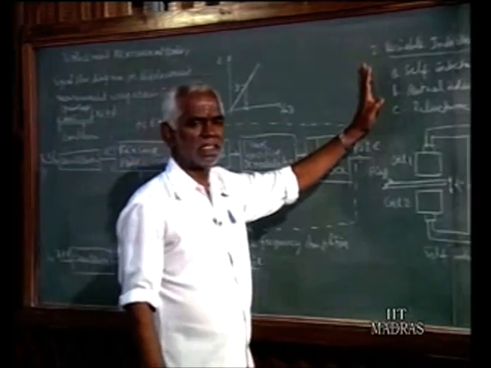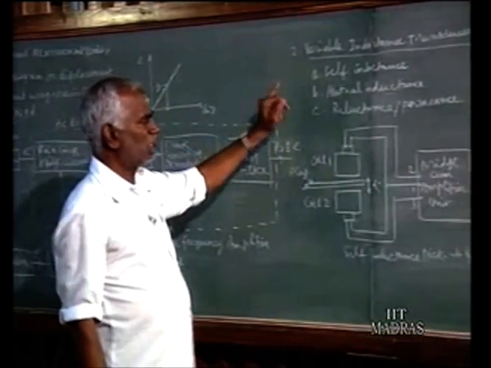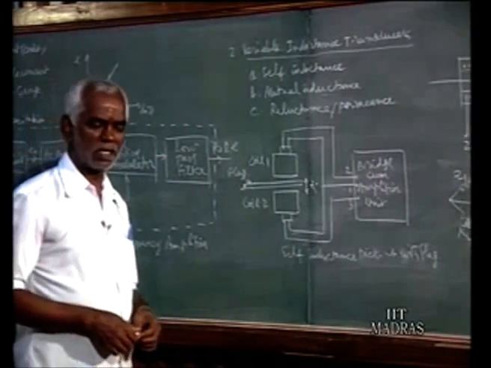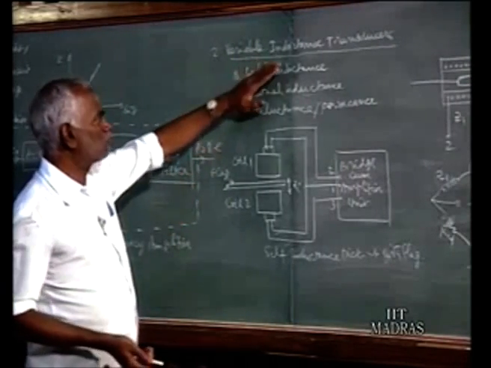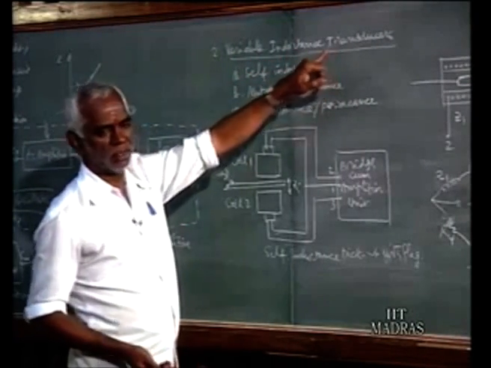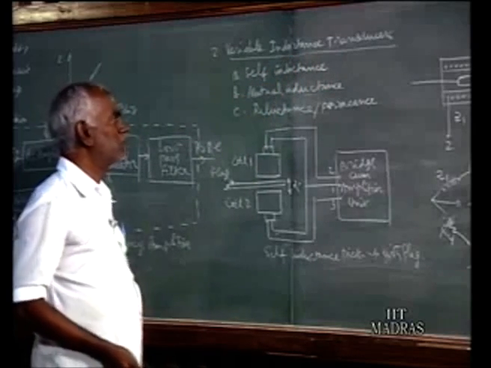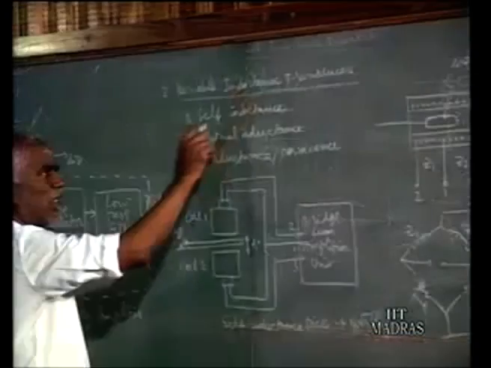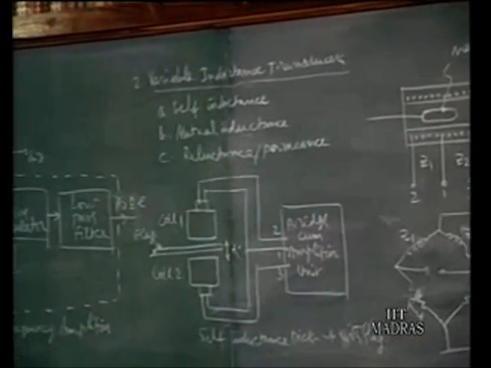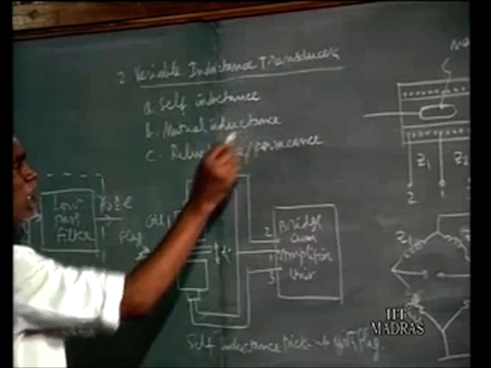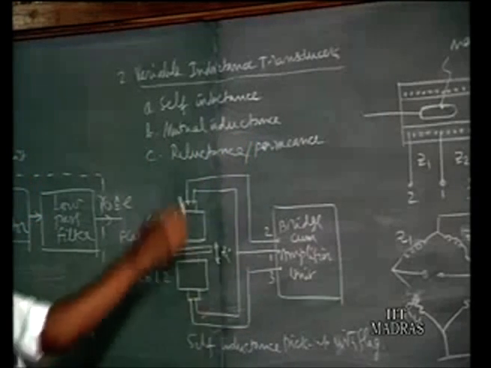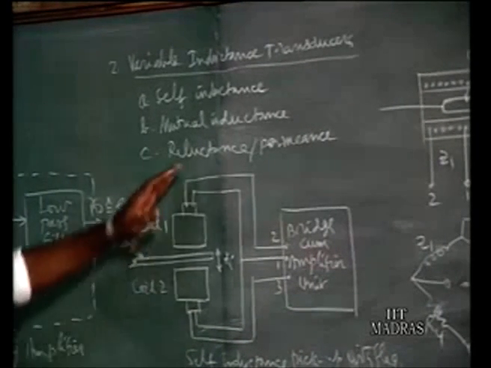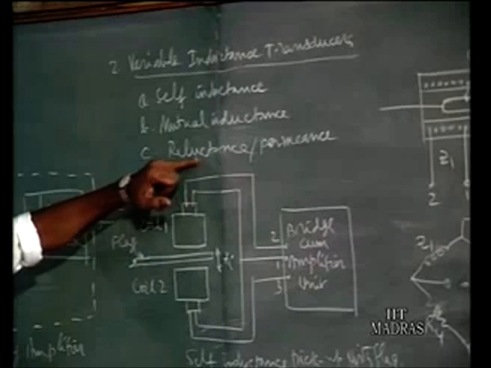The next passive element: we have already seen that resistance, inductance and capacitance can be used to transduce the displacement signal into electrical voltage. So naturally the next one is the variable inductance transducer, where inductance is made use of to measure the displacement. Inductance is used in three forms: to change the self inductance of a coil, the mutual inductance between two coils, and the reluctance, that is the resistance for magnetic lines to flow.